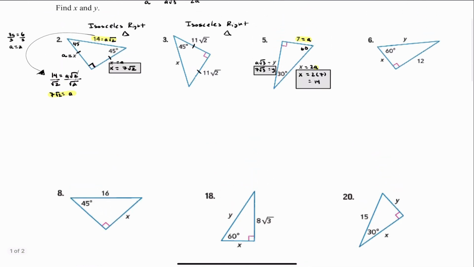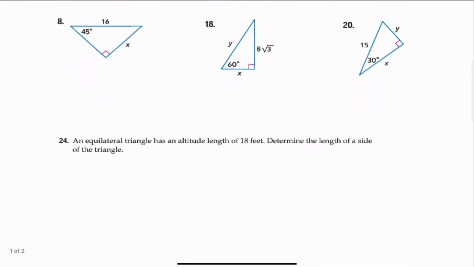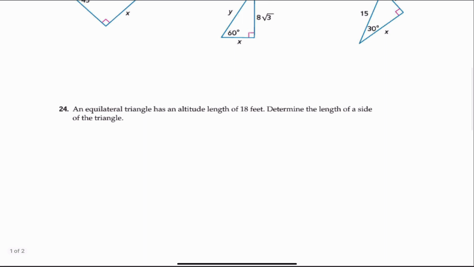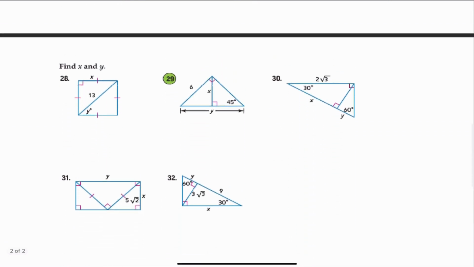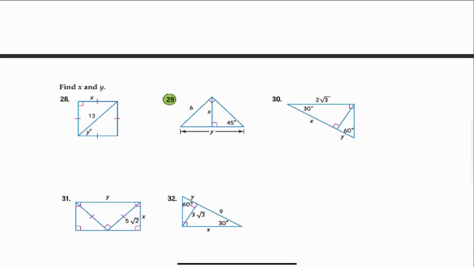All right, let's see. An equilateral triangle has an altitude length of 18 feet. Determine the length of the side of the triangle. Okay, so basically, if you were paying attention to the picture proof that I did, you should be able to figure out how to do this problem, okay? So the picture proof should be on the video. So you can definitely take a look and figure out what the altitude is, and then work from there. Let's see. These are the weird ones.